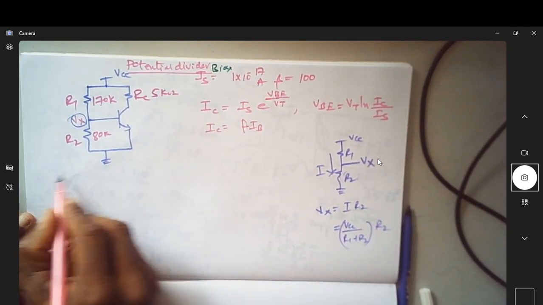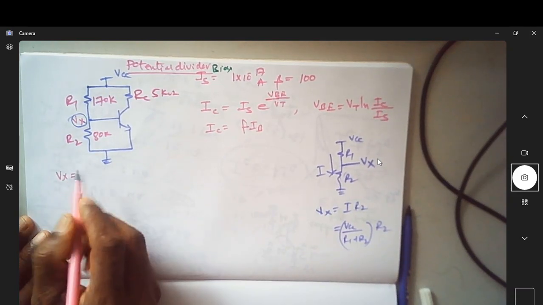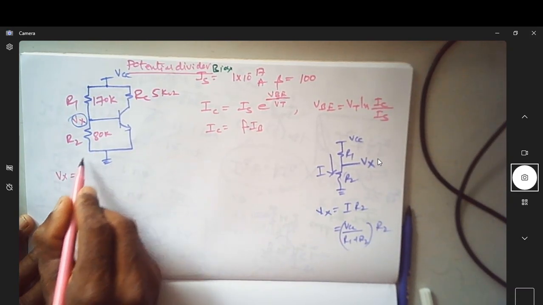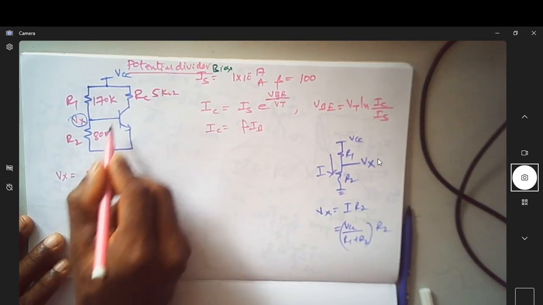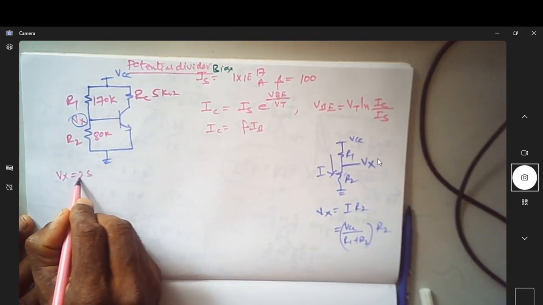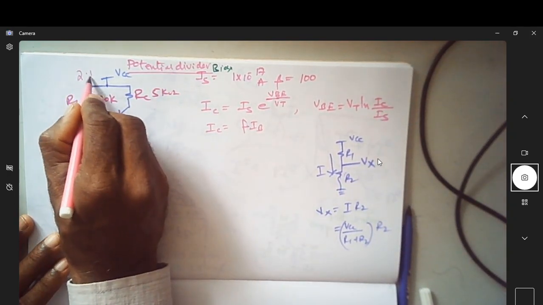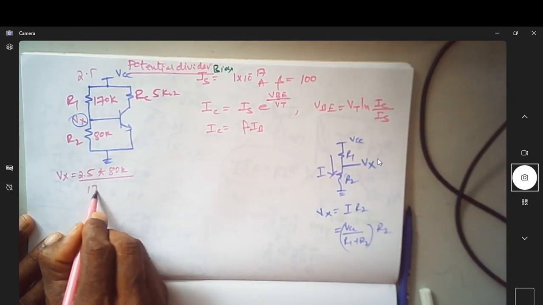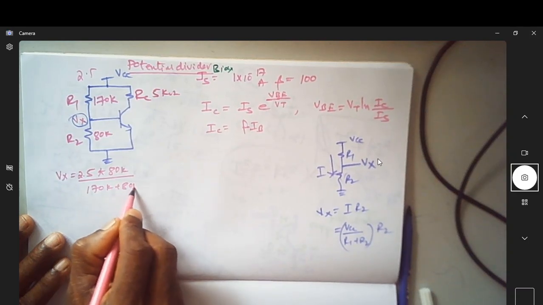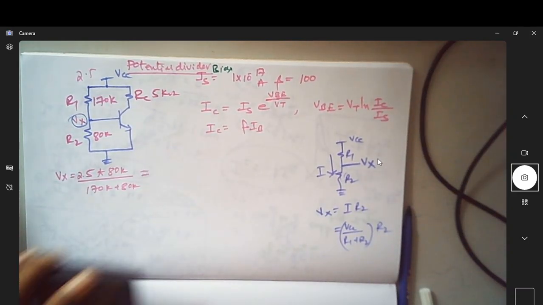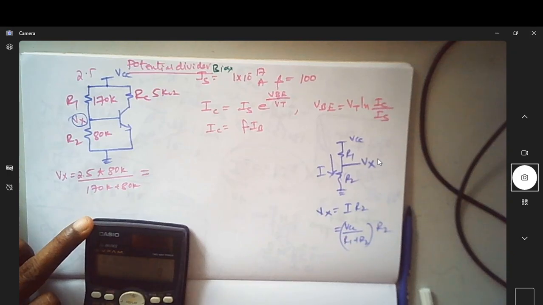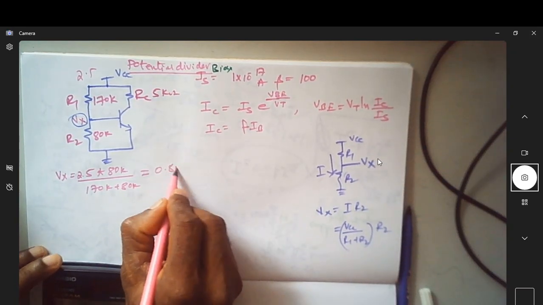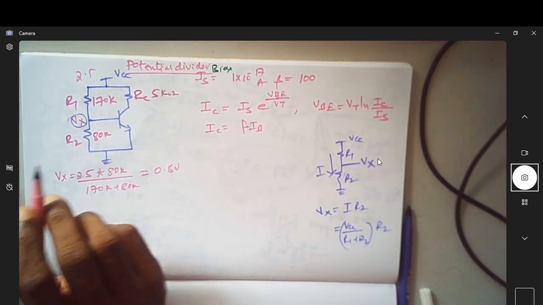So what is Vx now here? Vx is equal to... okay, now this VCC is actually 2.5 volt. It is 2.5 into 80k divided by 170k plus 80k. So this is my voltage, which will be 0.5 into 80 divided by 250, which is 0.8 volt. Now that's the voltage at this point.